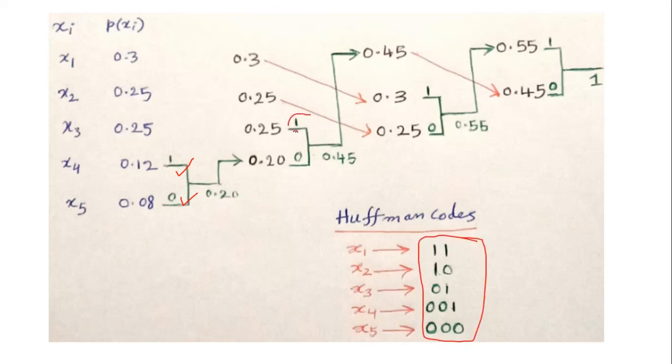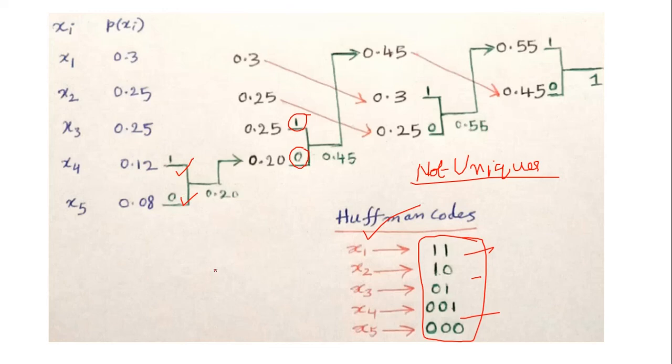This is the choice of the user. We can assign either 1 or 0 arbitrarily. So Huffman codes are not unique, because we get different answers for the same problem. Huffman codes are not unique as we get different codes for the same problem.